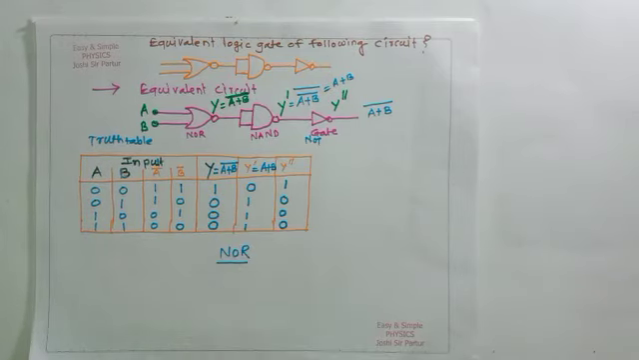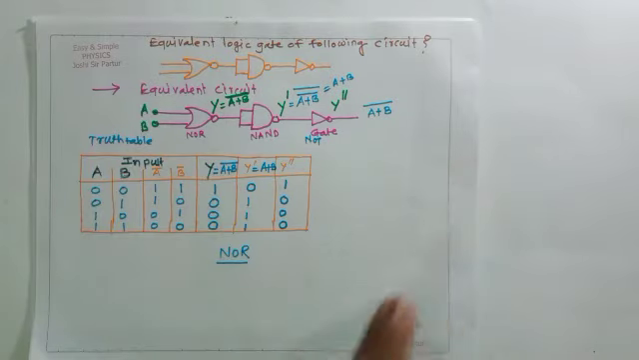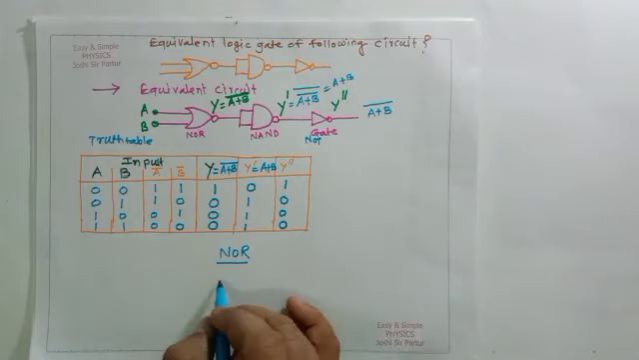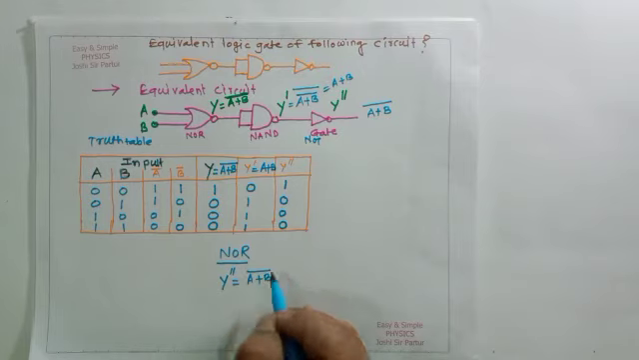This circuit represents a NOR gate, meaning the equivalent logic gate follows this circuit. The circuit represents a NOR gate because its output Y, or Y double dash, becomes the complement of A or B.